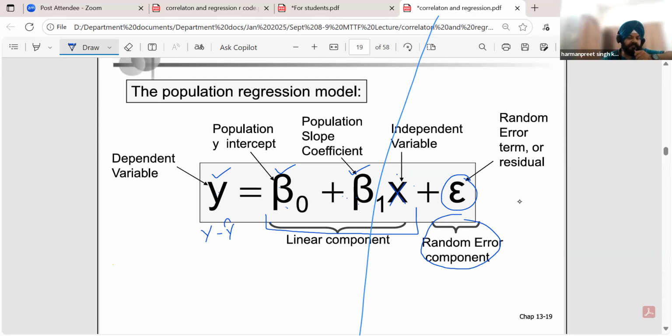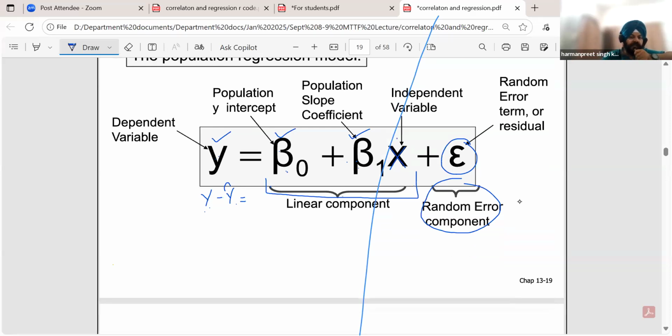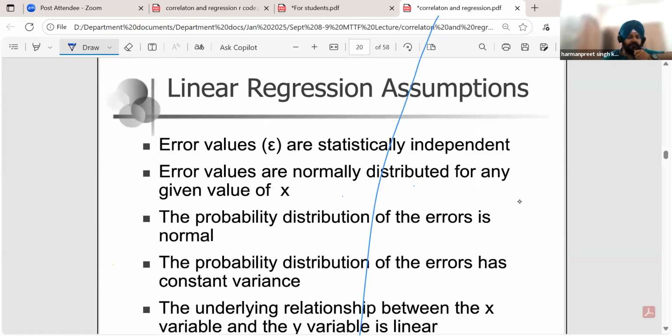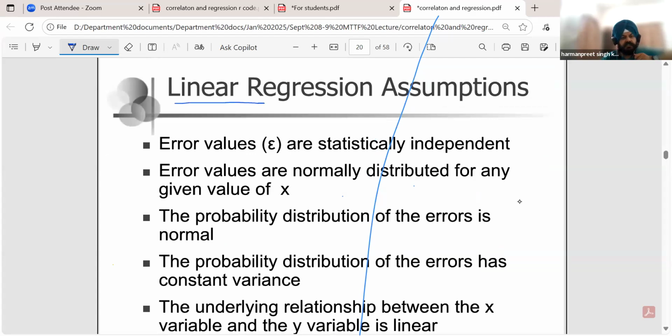And it is also called residual when we take the difference of y minus y hat. First, it is a random variable. When you exactly put the difference of y minus y hat, that is called random error or residual. Okay. So, linear regression assumption. Error values are statistically independent. So this is a requirement that our error terms behave independently.